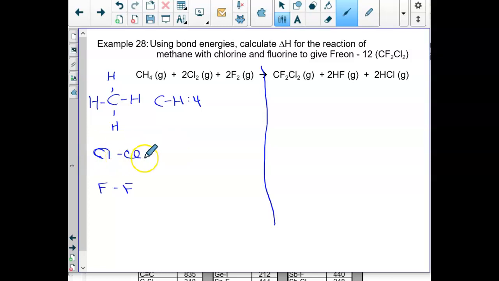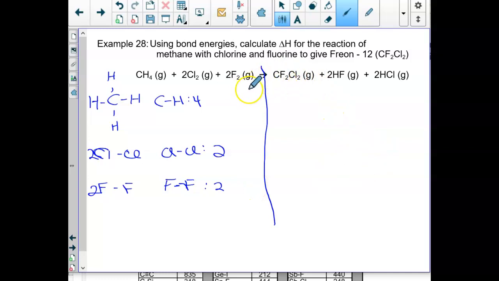And then from this structure here, we have Cl to Cl bonds, but this 2 in front says that we have 2, because a 2 here would say that I have 2 of these, and these come as 1 and 1. And then the fluorine-fluorine bonds, we also have a 2 in front here, right up here. So the fluorine-fluorine bond is going to be 2. We're going to look those numbers up in just a moment.